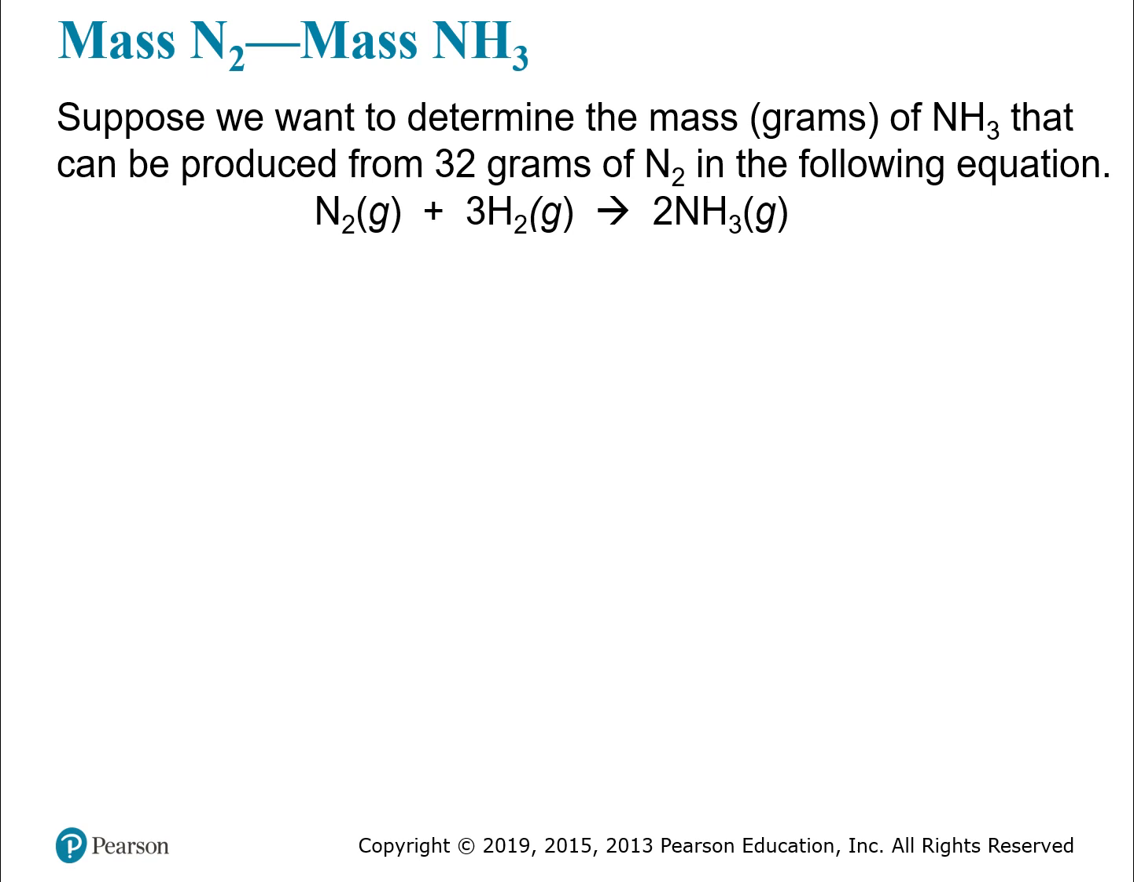Suppose we wanted to determine the mass in grams of ammonia that can be produced from 32 grams of nitrogen in the following equation. How in the world would we do that? Well, let's start by figuring out what our given information is.